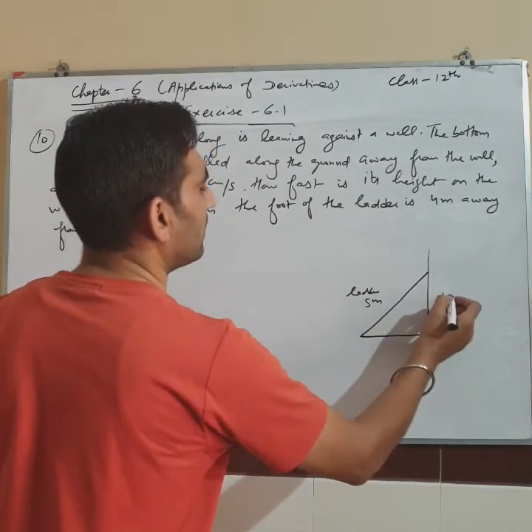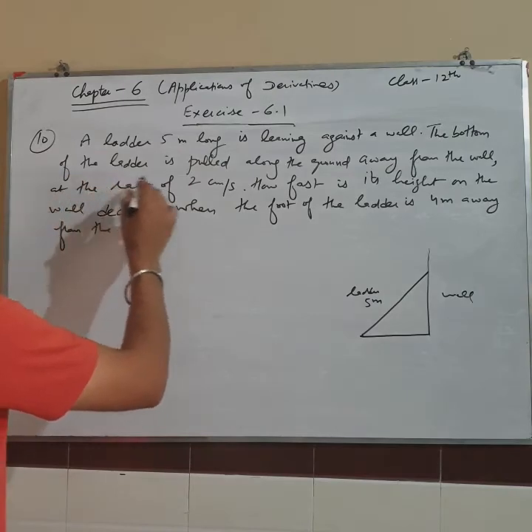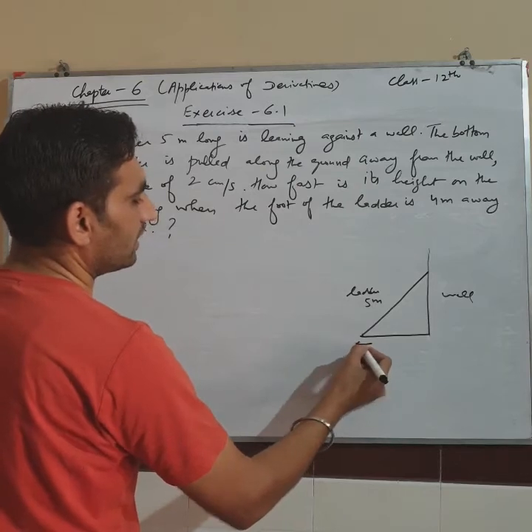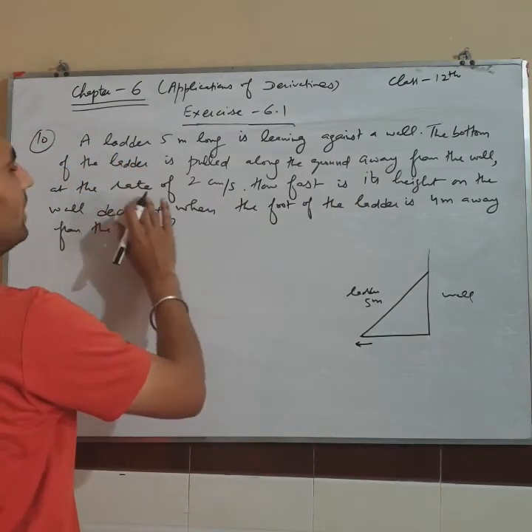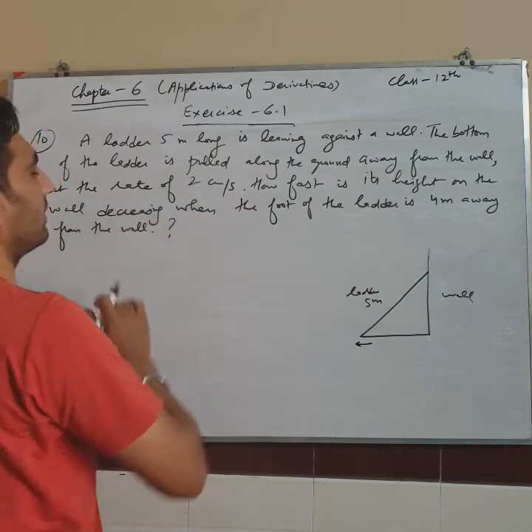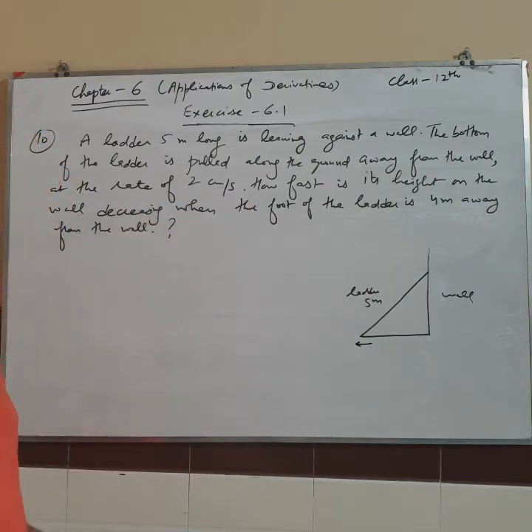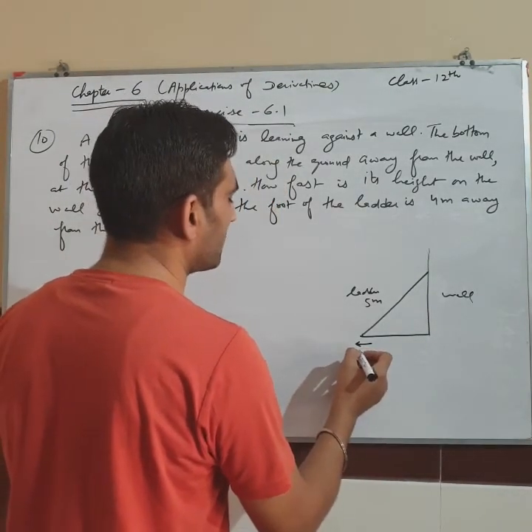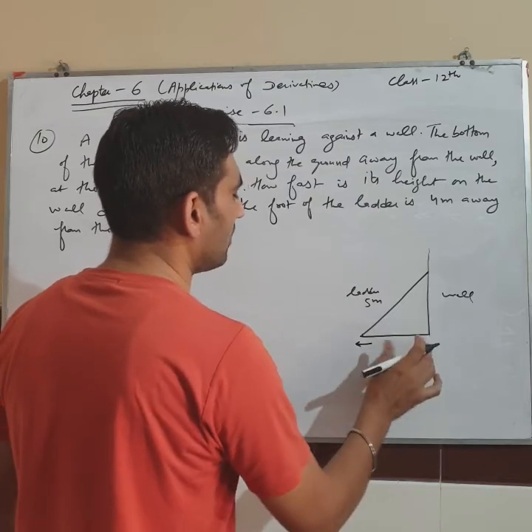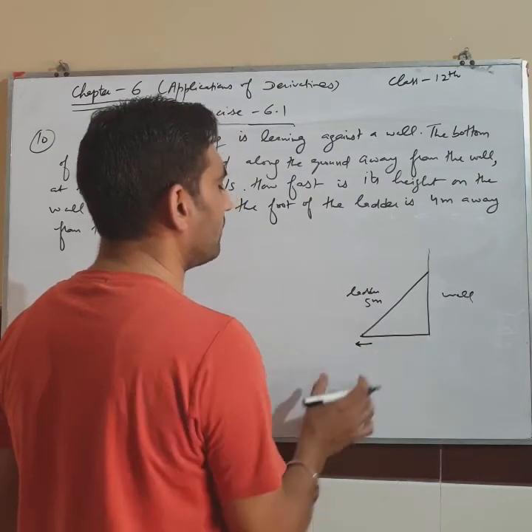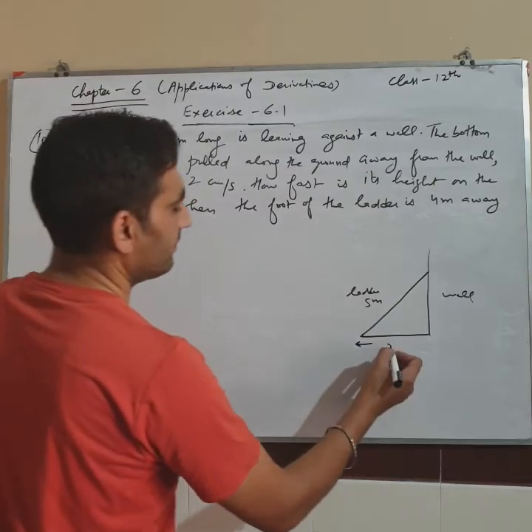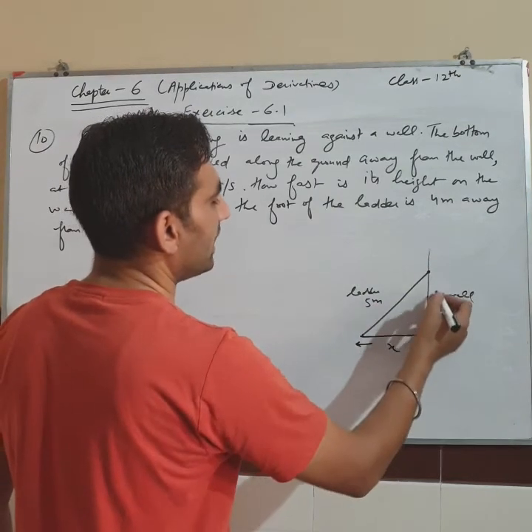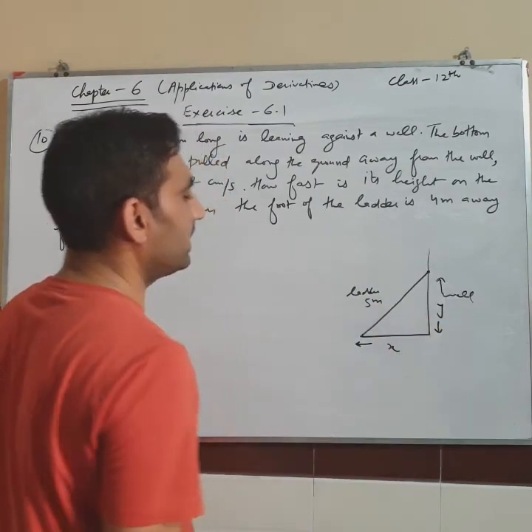This is the wall, and it is given the bottom of the ladder is pulled along the ground away, means away in this side, at the rate of 2 centimeter per second. 2 centimeter per second given, so it is given in this way. Its rate of change is given 2 centimeter per second. So what is the distance of the foot of the ladder and base of the wall? That is suppose x, and the position of the ladder on the wall is here. Suppose its height is y.